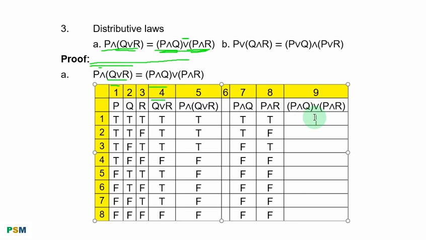You move to column head 9. In this column head, you are comparing column heads 7 and 8 using OR. In that connective, the compound statement is false when both are false. Otherwise, it is true at every other point. So for number 1, you have TT for 7 and 8, that is T. Number 2, TF is T. Number 3, FT is T. Number 4 to 8, you have FF, so you have F. The next one is F. The next one is F. The next one is F. The next one is F.